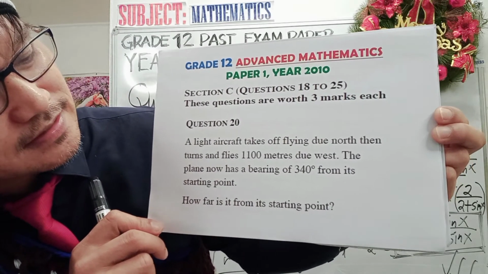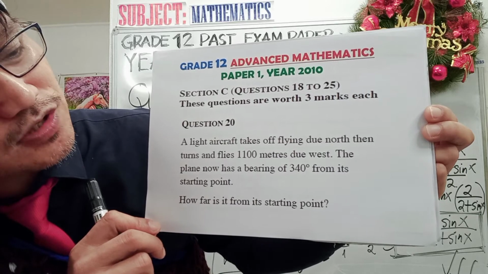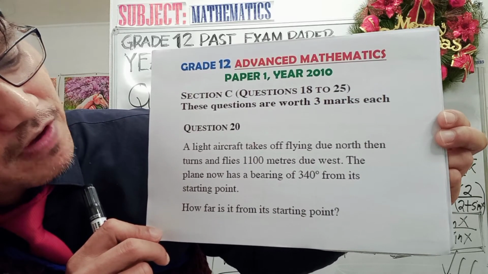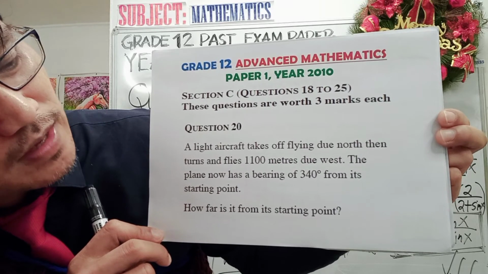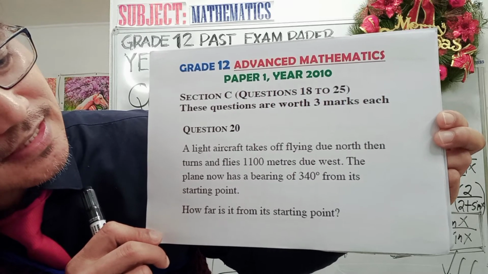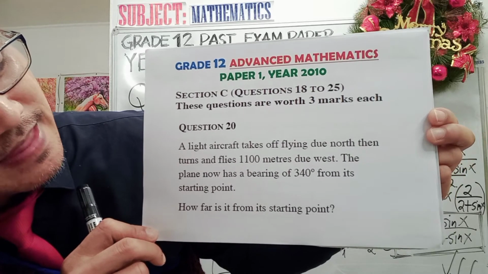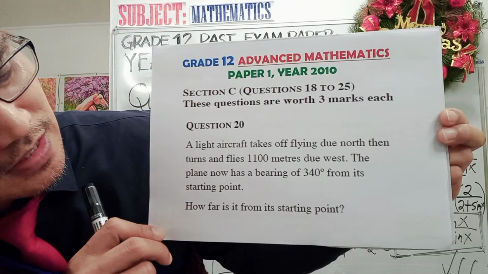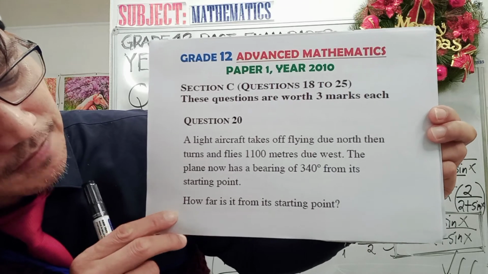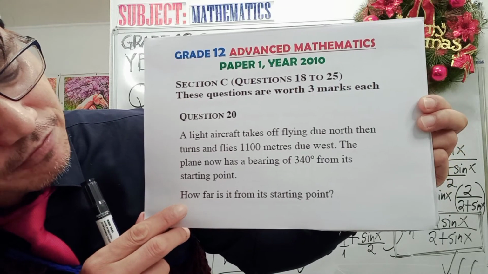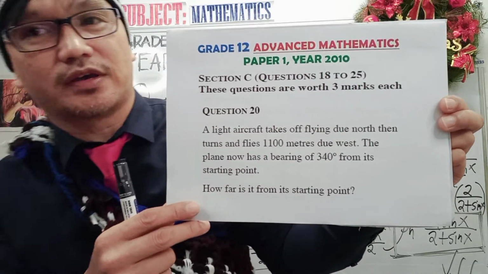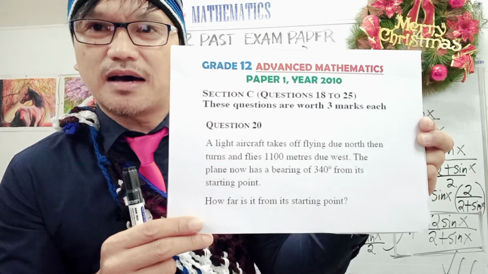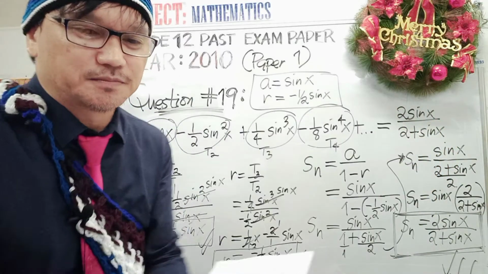A light aircraft takes off flying due north, then turns and flies 1,100 meters due west. The plane now has a bearing of 340 degrees from its starting point. How far is it from its starting point? I think this is very easy. It's like a bonus question, but let's work it out together here.